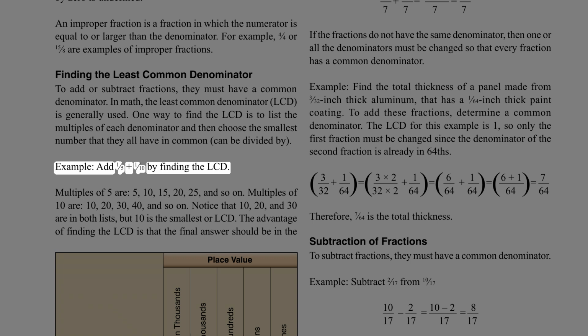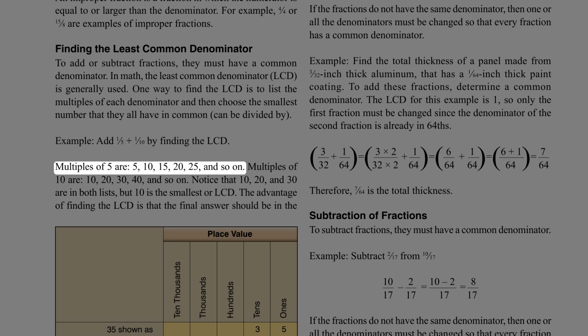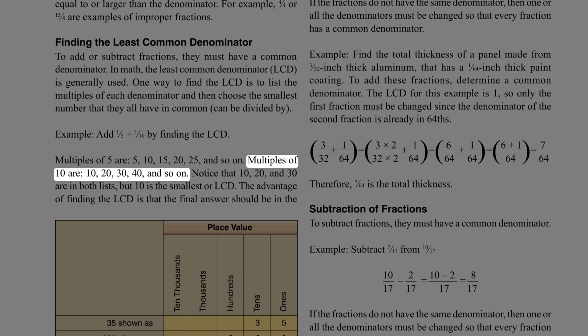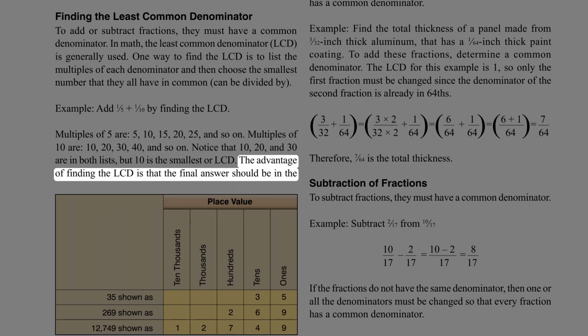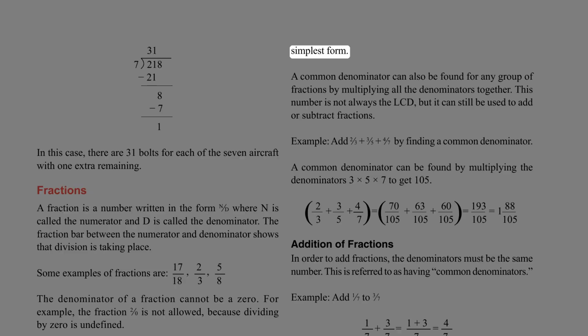Example: add 1/5 plus 1/10 by finding the LCD. Multiples of 5 are 5, 10, 15, 20, 25, and so on. Multiples of 10 are 10, 20, 30, 40, and so on. Notice that 10, 20, and 30 are in both lists, but 10 is the smallest, or LCD. The advantage of finding the LCD is that the final answer should be in the simplest form.